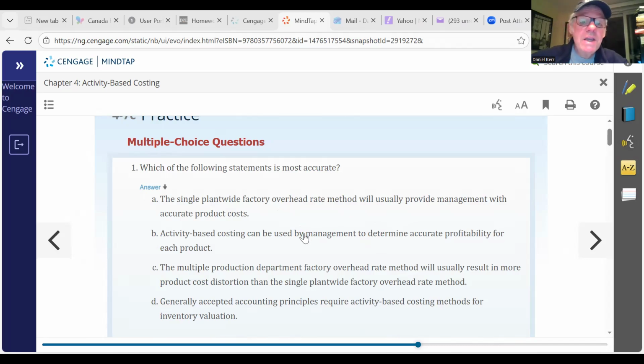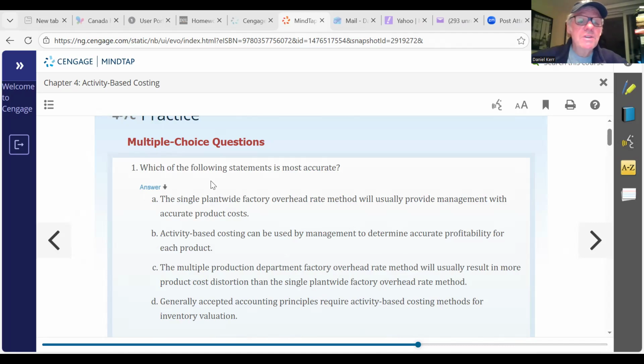B, activity-based costing can be used by management to determine accurate profitability. Well, I don't see anything wrong with that statement. That statement looks pretty good. We said that activity-based was the most accurate. C, multiple production department overhead rates will usually result in more product cost distortion than a single rate. No, that's not true. You get less distortion with multiple production departments. D, generally accepted accounting principles require activity-based costing. That's not true. It's not required by GAAP, although it's the most accurate.